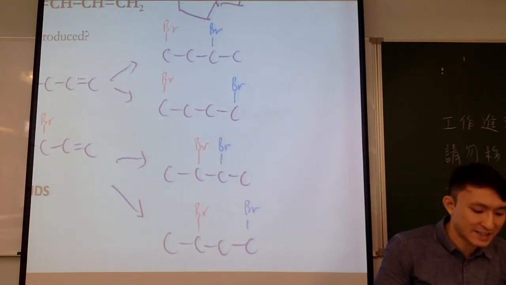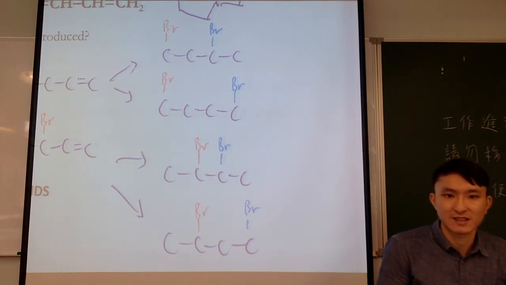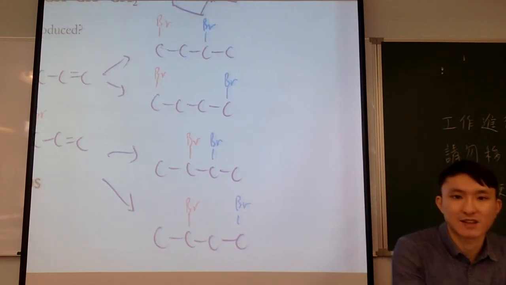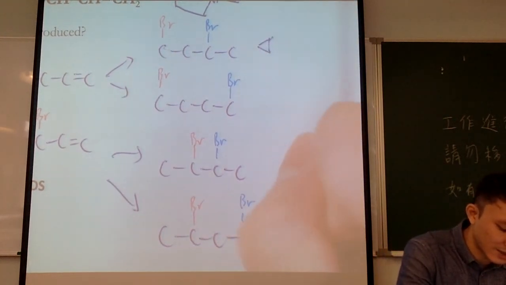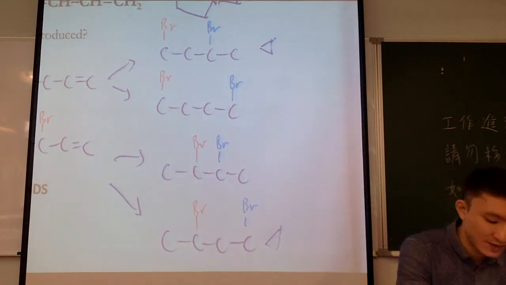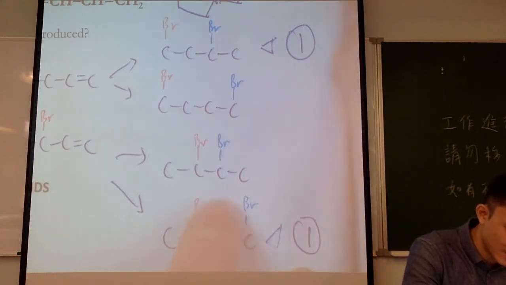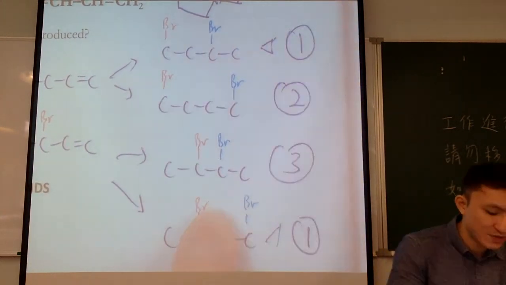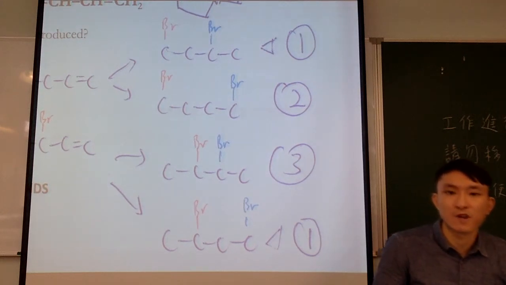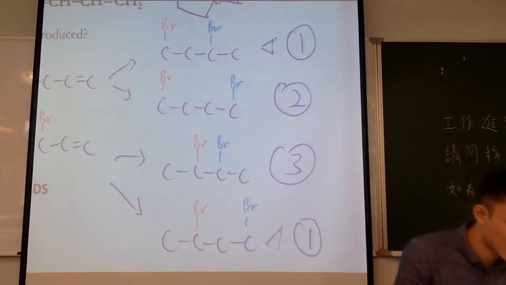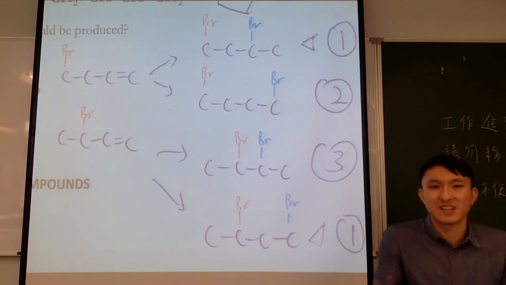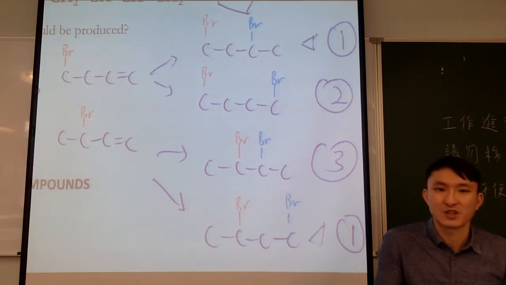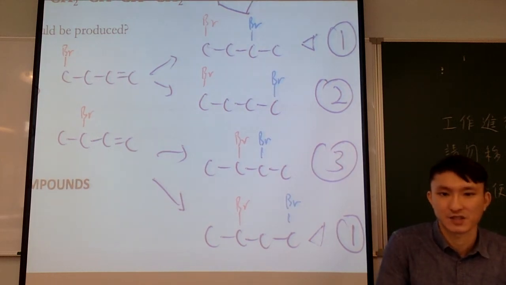But is there anything that is repeated, that is the same? Yes, there are 2 that are actually the same. This one and this one are the same, right? So 1, 2, 3. So how many organic products will be formed? That will be 3 organic products. So the answer is C. Okay. So again, we can make use of a tree diagram. I think this is the most straightforward and easiest way to tackle these kinds of questions.